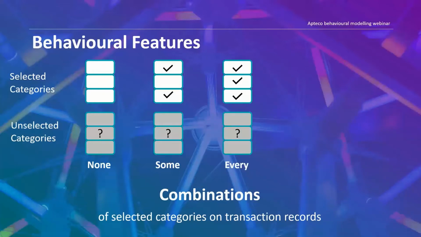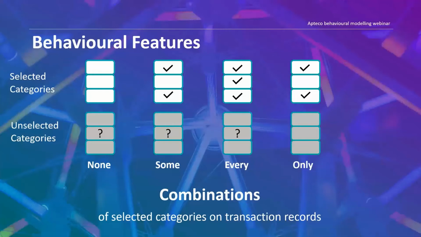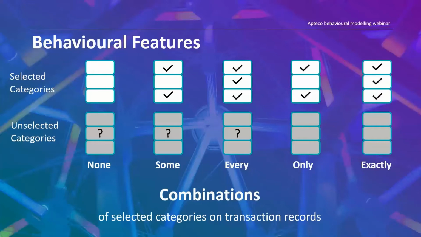Or we may ask them to have every one of the selected categories, and they still may have others that we don't care about, not interested in for this feature. Or we could say we want people who've only got the selected categories, and the point there is they have none other, and finally they have got exactly all of the selected categories, and again, no other categories. So 5 built-in patterns that make it easy for you to look across the data and find the values you're interested in.